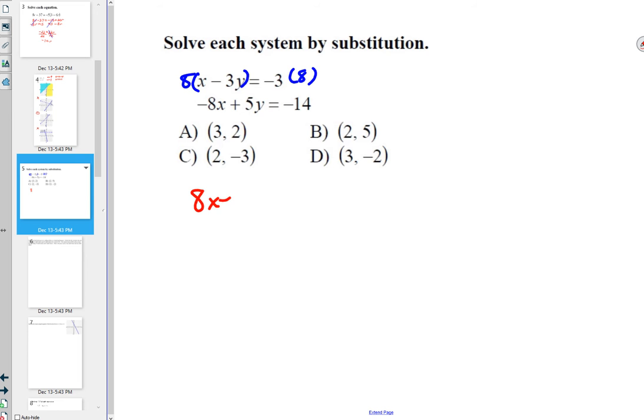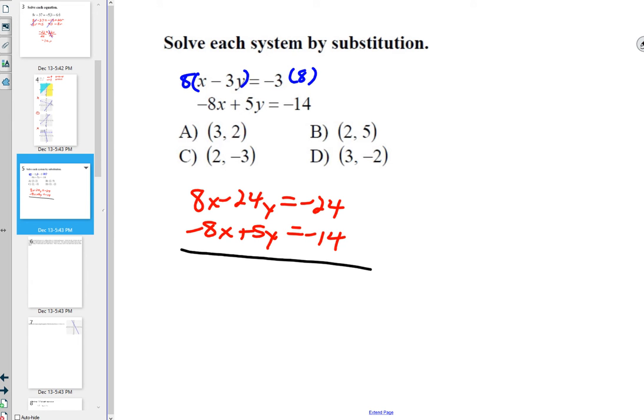So 8x minus 24y is equal to negative 24. The bottom equation stays the same. When you eliminate, what are you really doing?